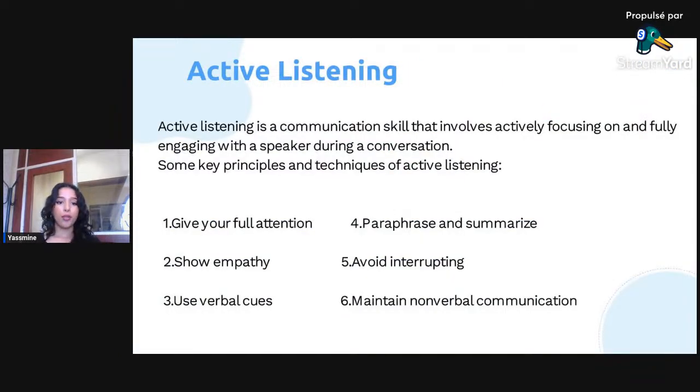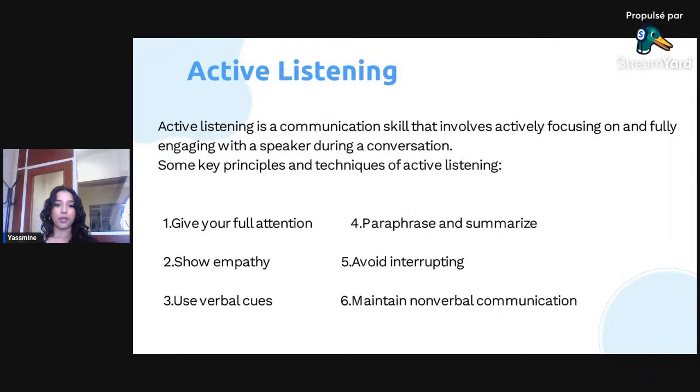Now we're going to be diving into the aspect of nonverbal communication. So we're going to start off by discussing active listening. First of all, active listening is a communication skill that involves actively focusing on and fully engaging with a speaker during a conversation. This goes beyond simply hearing words. It involves making a conscious effort to understand the speaker's message, feelings, and perspectives. Active listening is very essential for effective communication and building strong relationships, whether personal or professional.